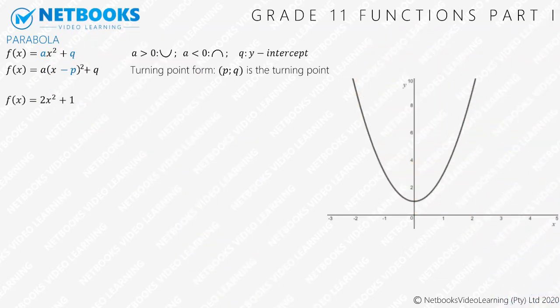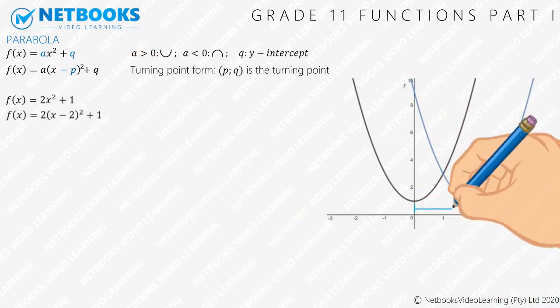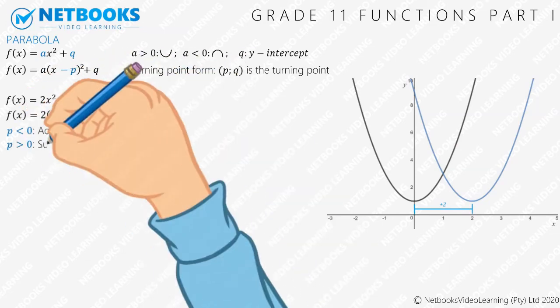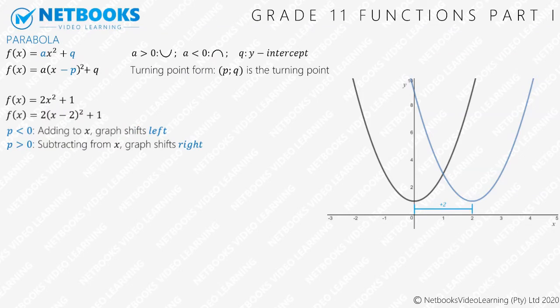If we introduce a p-value of 2, we see that the graph shifts to the right. As expected, based on the work we did earlier with the straight line graph, adding to x will cause the graph to shift left, and subtracting from x will cause the graph to shift right. Note the form of the equation we gave you has p being subtracted. Keep this in mind: when p is positive, we are subtracting from x, and when p is negative, we are adding to x.